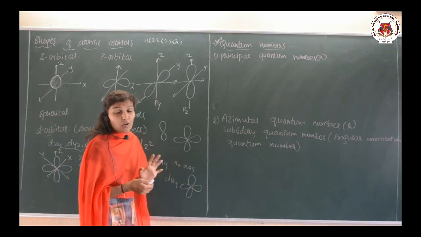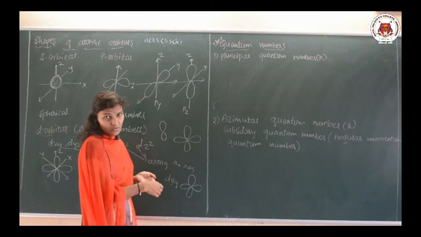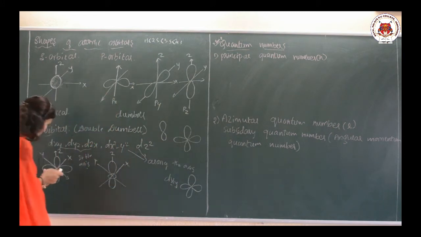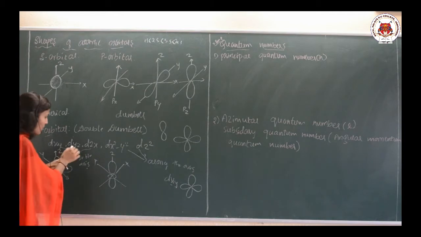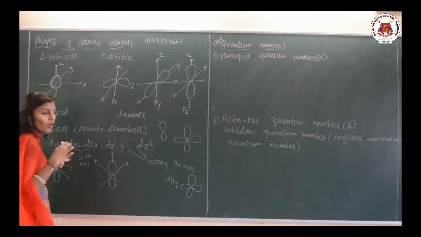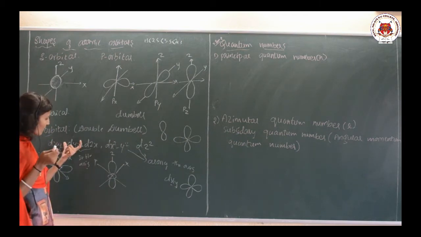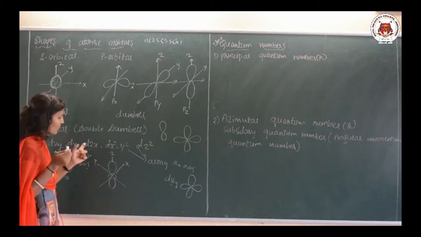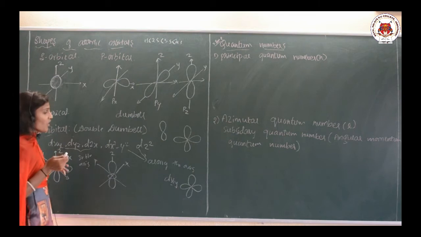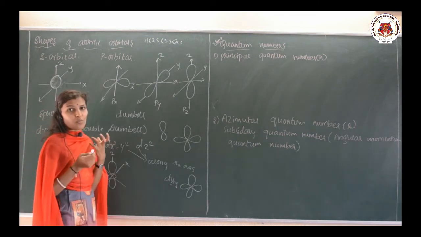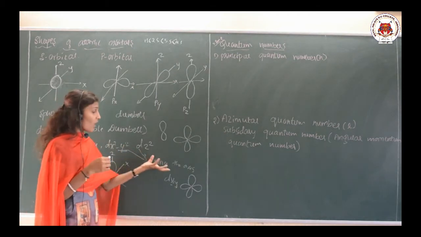The lobes of the d orbitals are situated in between the x and y axes. If they are situated in between the x and y axes, that will be a dxy. If the lobes of the orbitals are situated in between the y and z axes, that is a dyz. If it is in between the z and x axes, then it will be a dzx orbital. In the case of dx square minus y square, the lobes are along the axes.